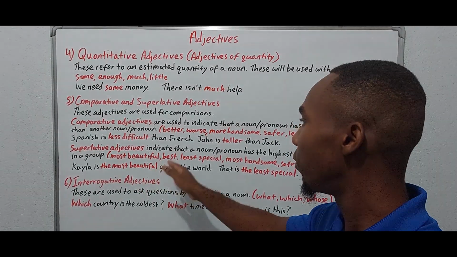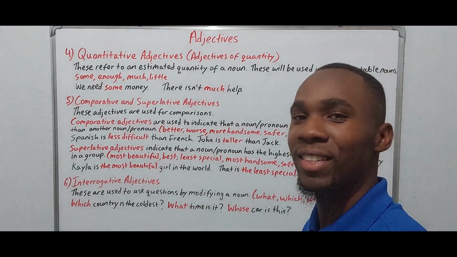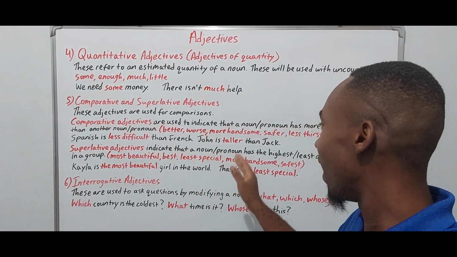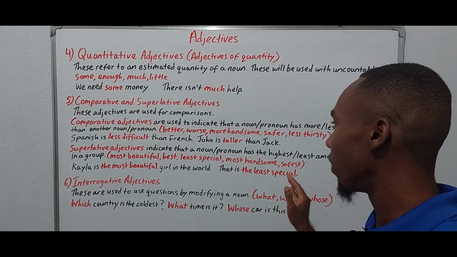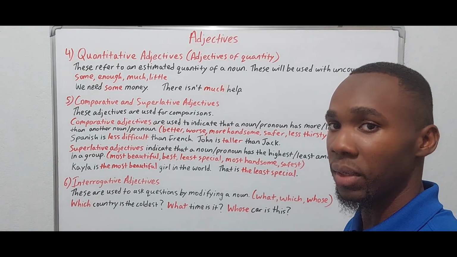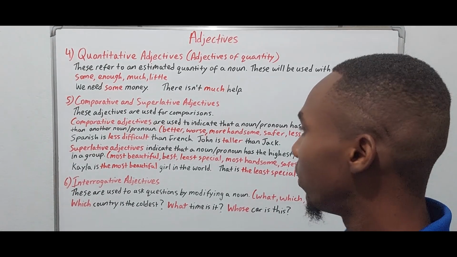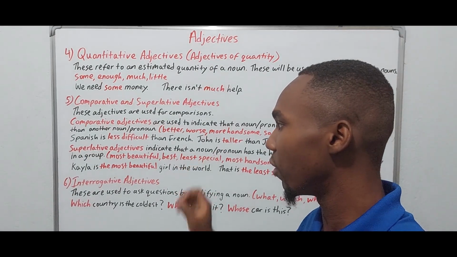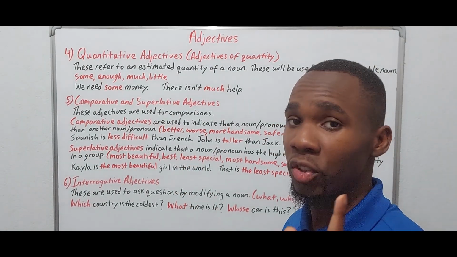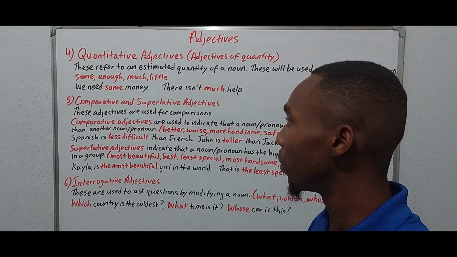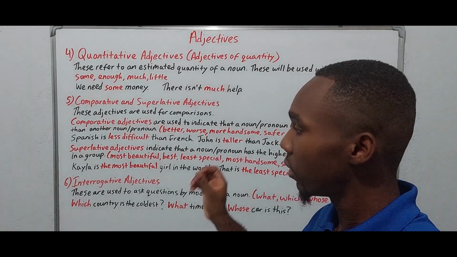Kayla is the most beautiful girl in the world. I would like to meet Kayla. That is the least special. And also, you don't have to mention the group if it is already understood by context. So you will see that this is a phrase, but this is how the superlative will be formed, right? So be sure to check out that video. So comparative and superlative adjectives.